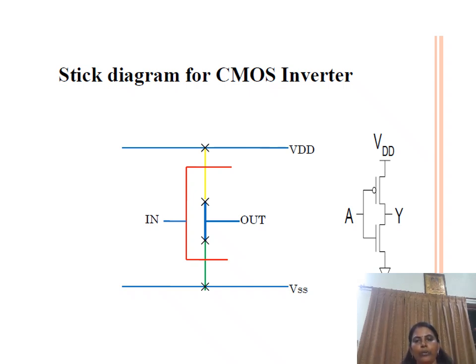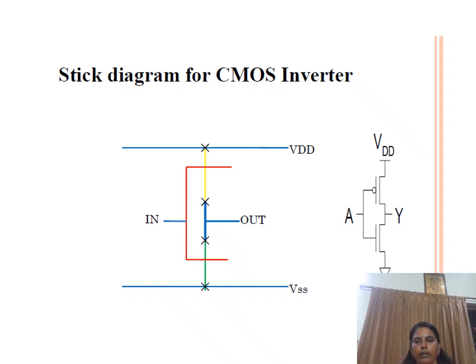Then whenever two different media or materials touch each other, we have to mark a contact point. So here this is the metal line, that is the supply wire, then diffusion. So two different media touch together, so make a contact. Similarly, this is P diffusion, and the other one is N diffusion. The P diffusion and N diffusion cannot be joined together because both are different. So we need a metal wire to separate the P diffusion and the N diffusion.